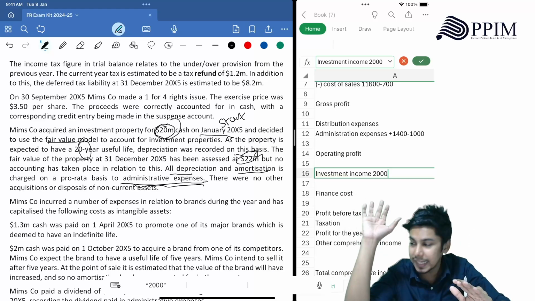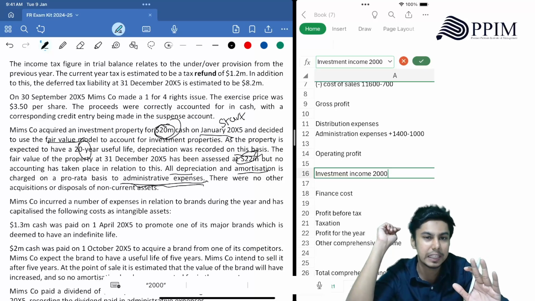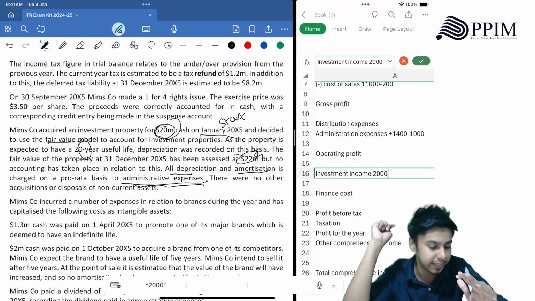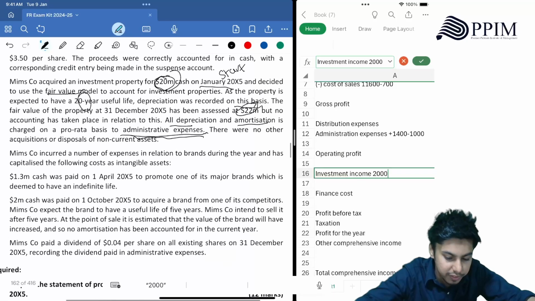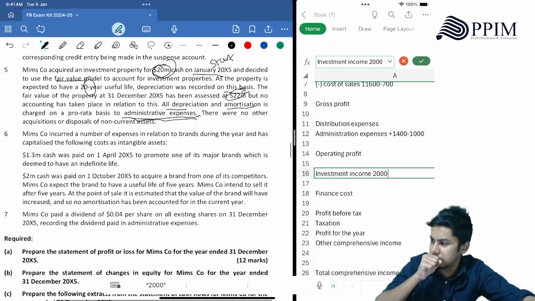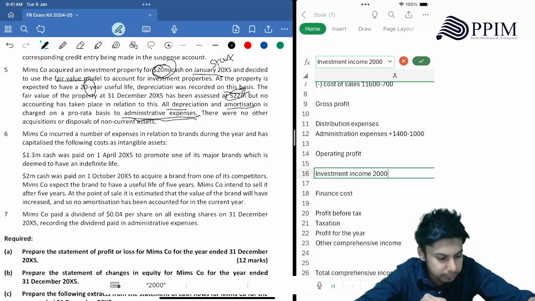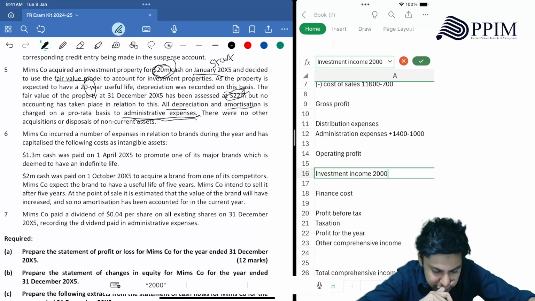So that's it when it comes to that question, what we did. That paragraph is completely over. Nothing more to do than that. Now let's go for this one faster over here. Adjustment number 3. Let's go for this one. Adjustment number 6.